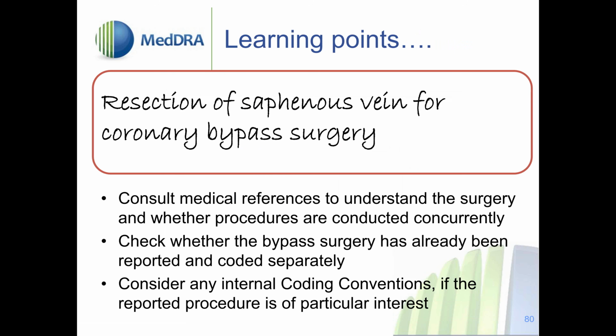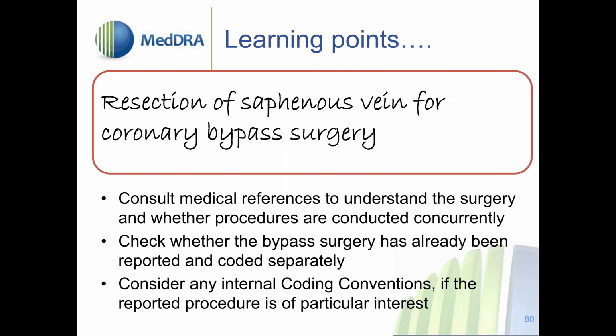So the learning point here is I would look at my medical references to make sure that I fully understand the surgery and to check whether procedures are conducted concurrently. I'm sure this is something we've all done in our coding career, to check when you have a whole list of procedures reported together, was this one operation or was this separate? And in clinical trials, you might be asking the investigator to split, and they're not always keen because they say, well, it was one operation. It's difficult to code when it's like that.